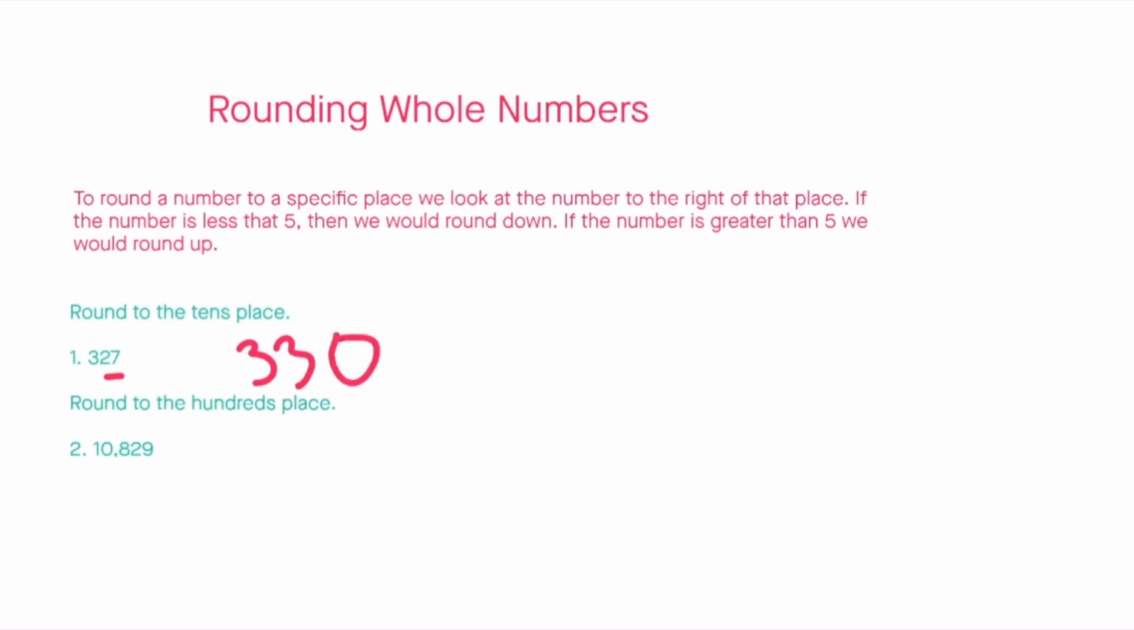Now, number 2. We would have to round 10,829 to the hundreds place. Again, we look to the right of the hundreds place. It's the tens place, 2. So is 2 more than or equal to 5 or less than 5? Yep, you got it again. It's less than 5. So now we would round 10,829 to 10,800.